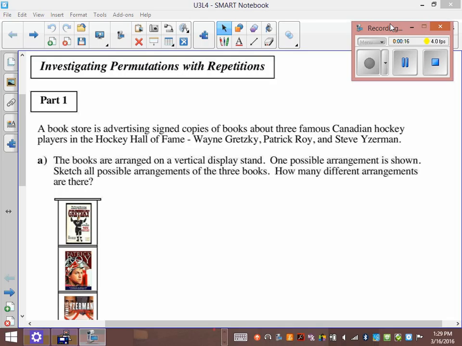The books are arranged on a vertical display stand. One possible arrangement is shown. Sketch the possible arrangements of the 3 books. How many different arrangements are there?